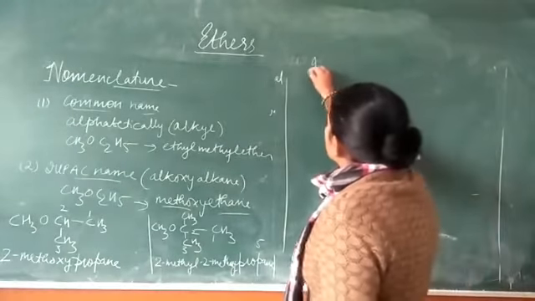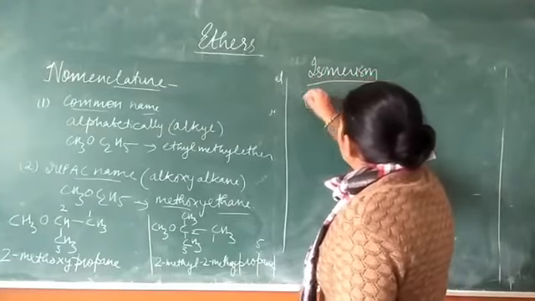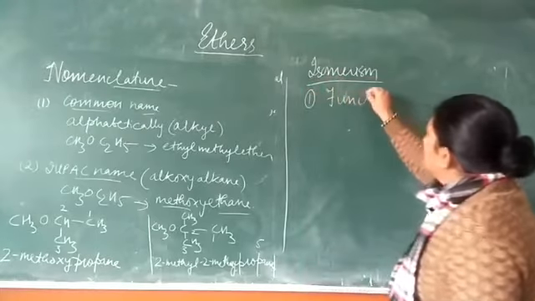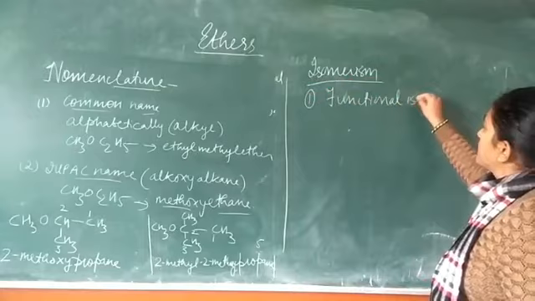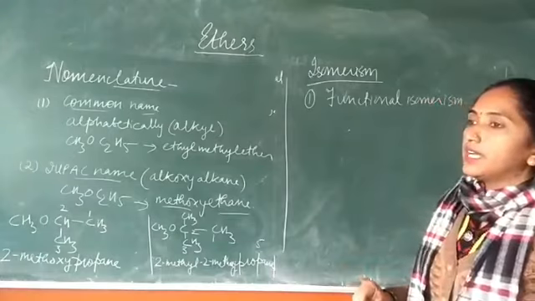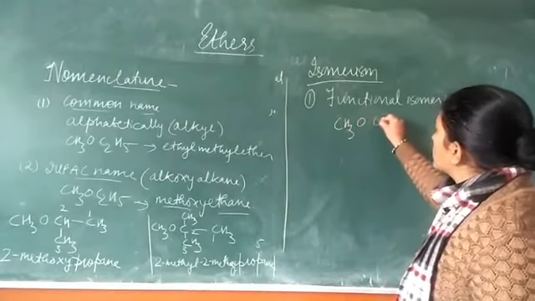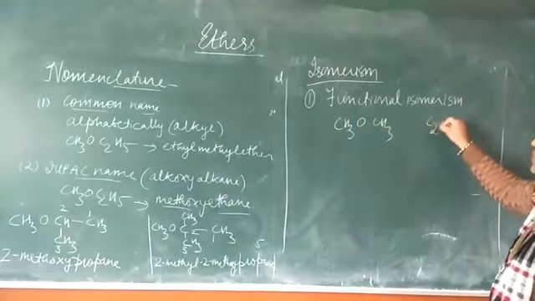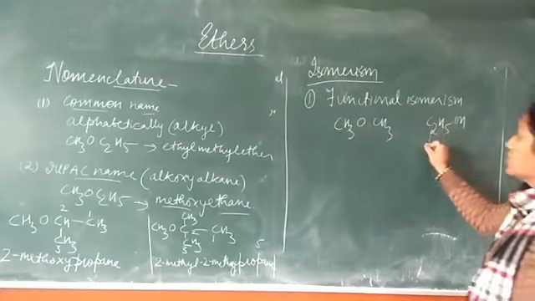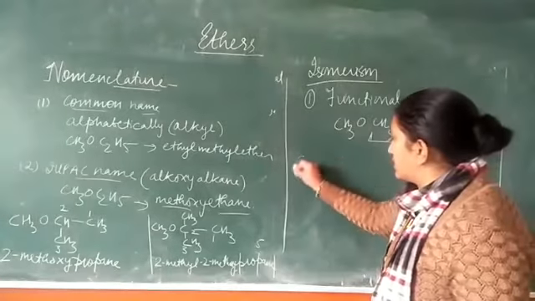Now students, the isomerism shown by ether. The first one is functional isomerism. We have discussed it in the alcohol section also, that alcohol and ether are functional isomers of one another. So if we write CH3OCH3 and C2H5OH, these two are functional isomers of one another, or we can say that for the same number of carbon and hydrogen atoms, alcohol and ether are functional isomers of one another.